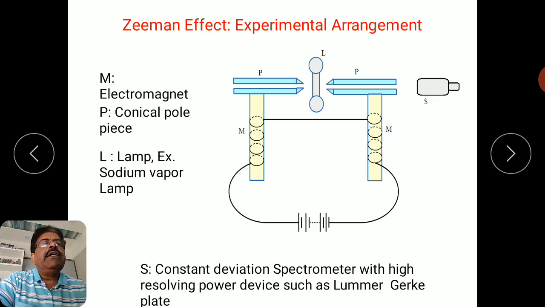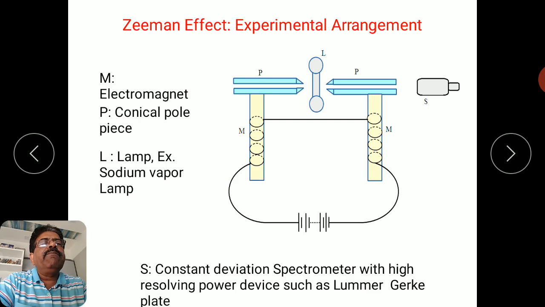So you can see here M. I have written here M. So there is a coil and a strong power supply is applied to the coil. So that forms a very strong electromagnet. And you can see here there are conical pole pieces. You can see PP. They are conical pole pieces.